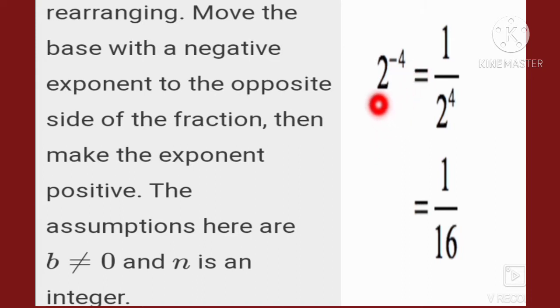So, are you clear? The negative exponent becomes a positive exponent when it crosses the equal to sign, and it becomes the fraction on the other side.